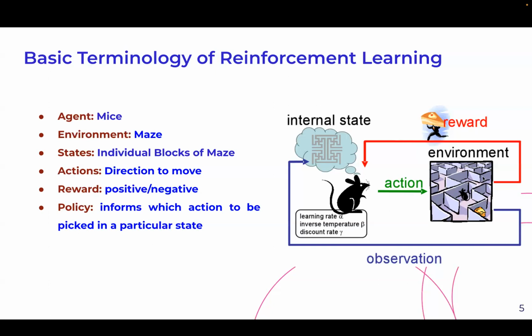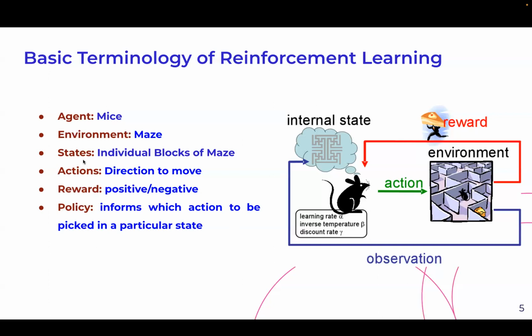And as and when it reaches the goal state, that is the exit of the maze, it will reward itself with a very high positive score. So here the goal is usually to maximize the reward. The reward is dependent on the actions the agent takes. So here the agent is the mice. Whatever actions it takes, it is given a reward, and the goal is to maximize the reward. So that is the basic fundamental of reinforcement learning.